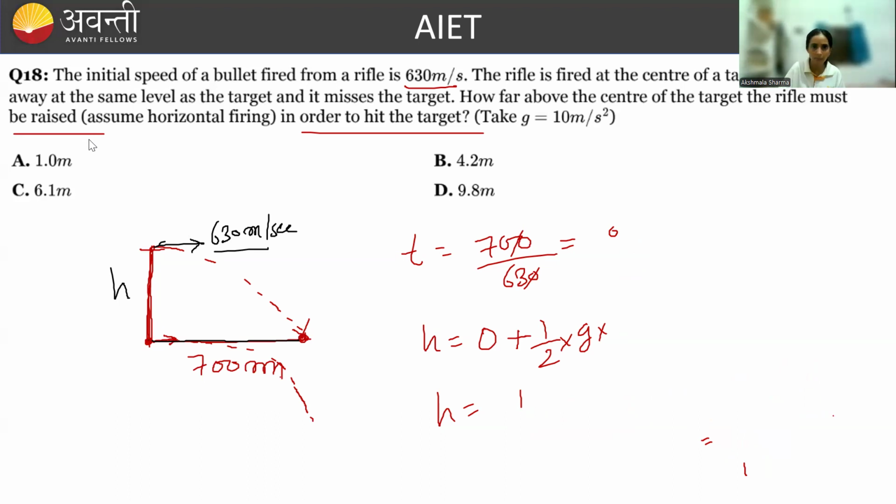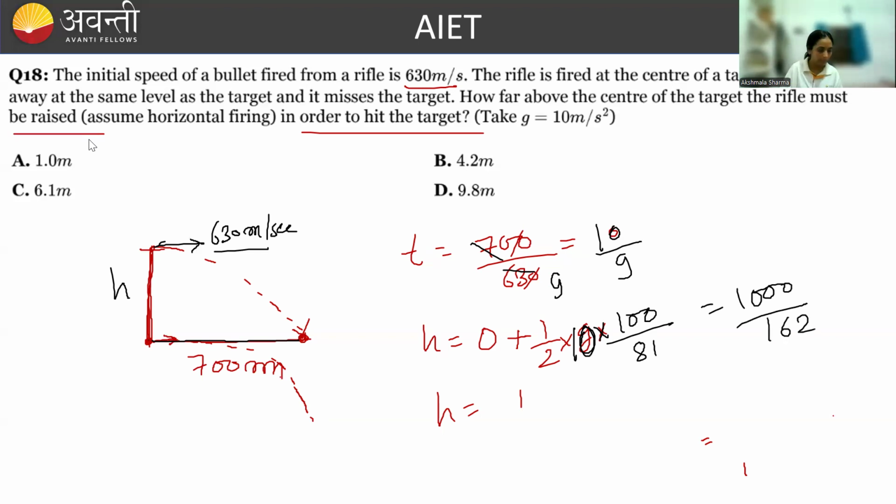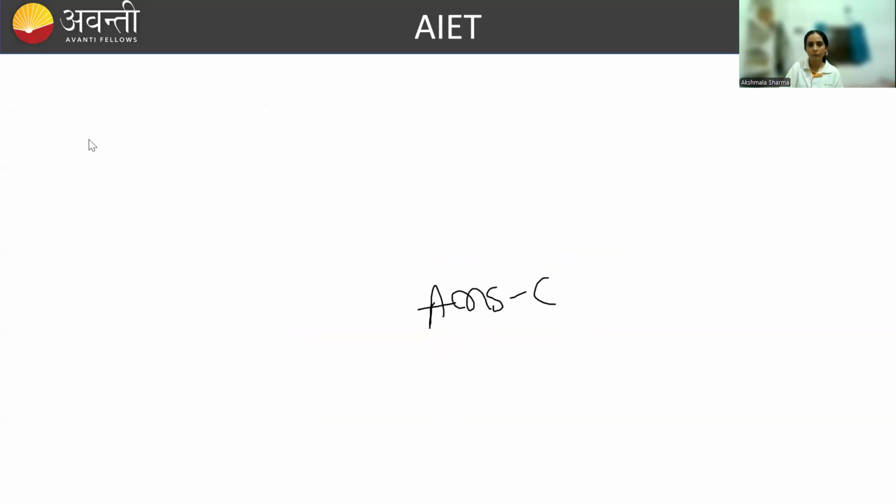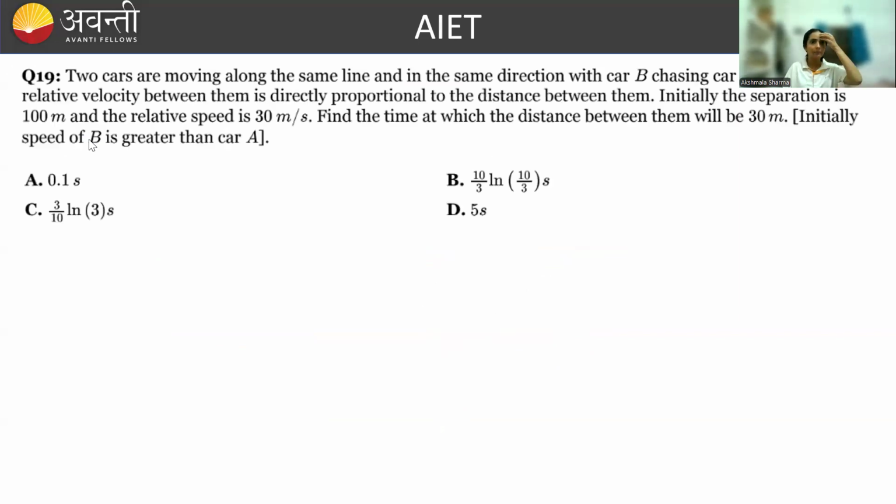700 by 630, right? 0 we cut. 7 goes into 63 nine times. And this will become 10 by 9. Sorry. Half g, whose value is 10, into t square, that is 100 by 81. So this is 1000 by 162. If you divide it, it will come as 6.17 meter. So the answer will be C.